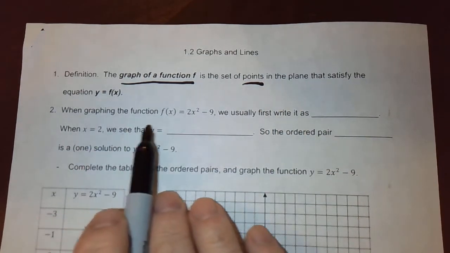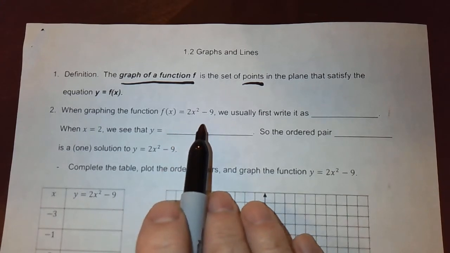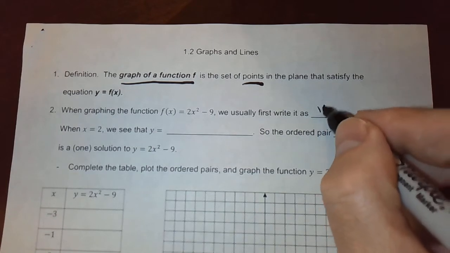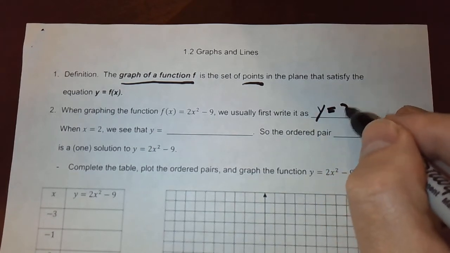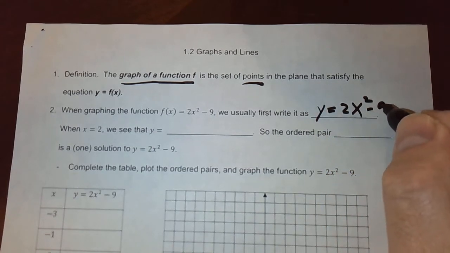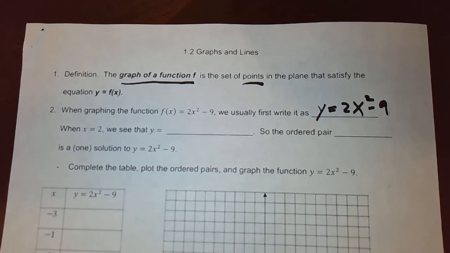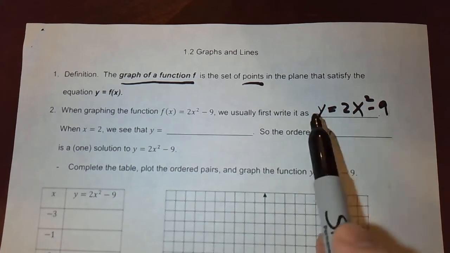So when we graph a function like f of x equals 2x squared minus 9, we frequently write it with a y instead of the f of x. Y equals 2x squared minus 9. And we find all of the xy pairs that satisfy this equation, or that will work when we plug it in.